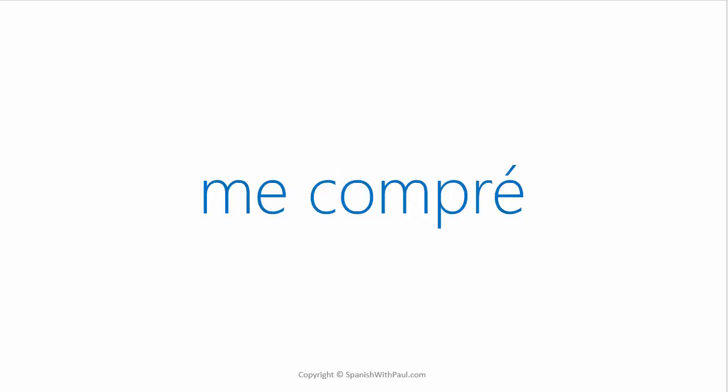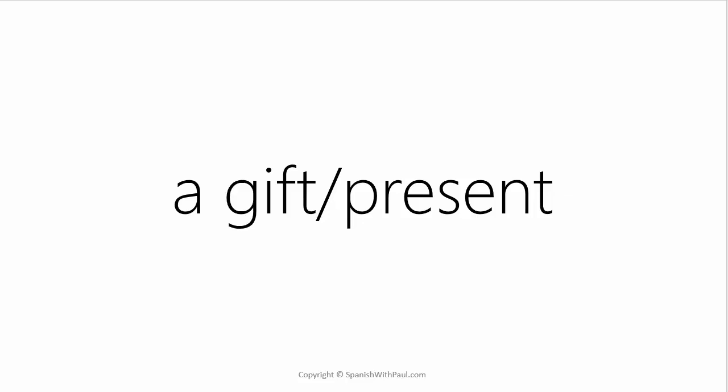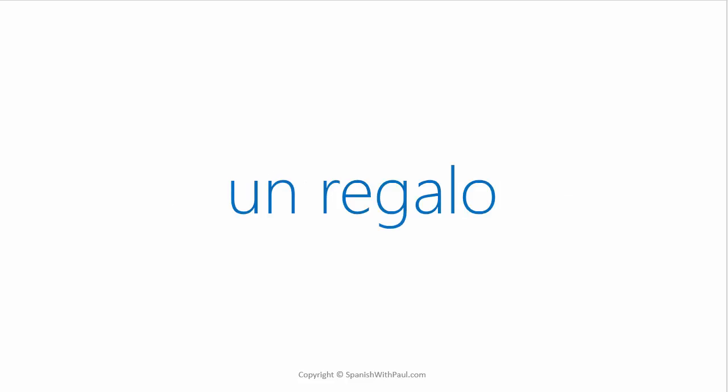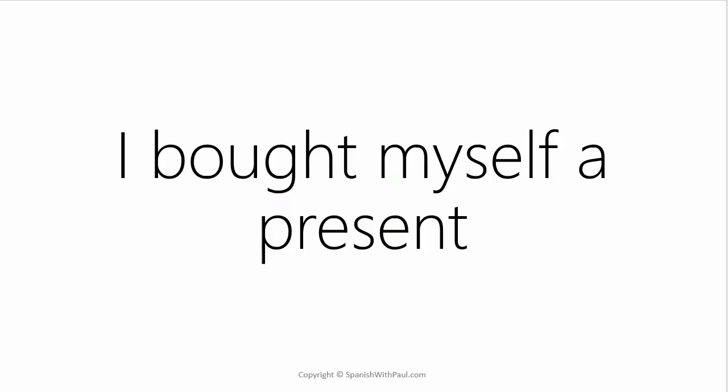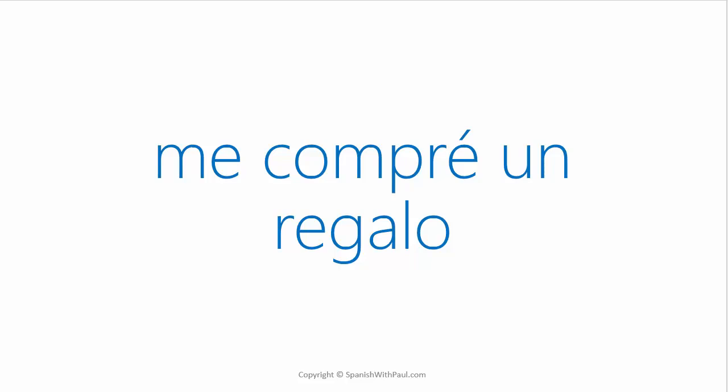In a previous lesson, we looked at the pronoun for myself. What is that in Spanish? Me. How would you say, I bought myself? Me compré. Literally, myself I bought. What's the word for a gift or a present? Un regalo. Now try to say, I bought myself a present. Me compré un regalo.